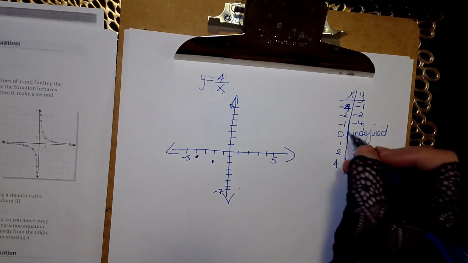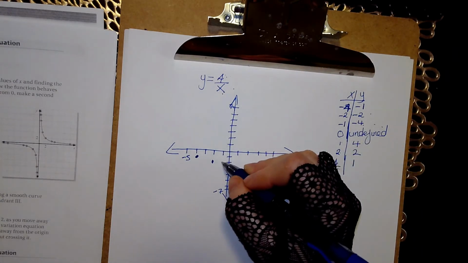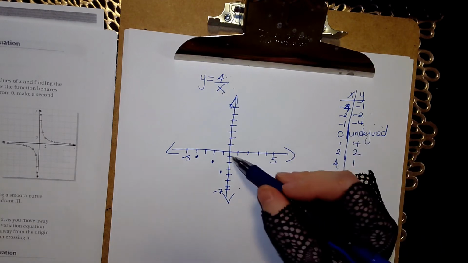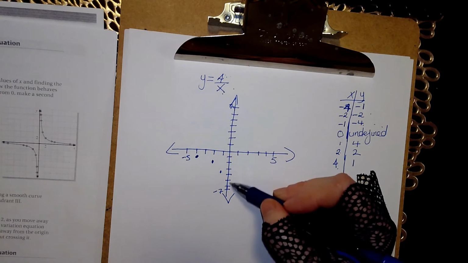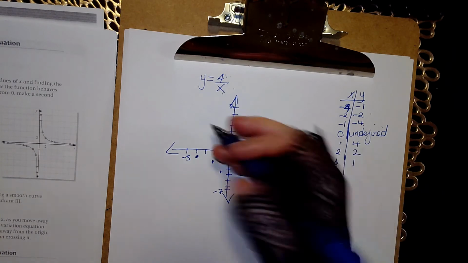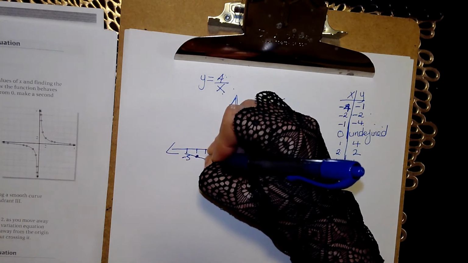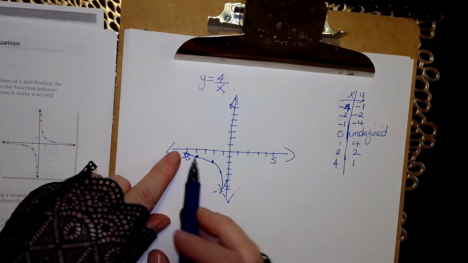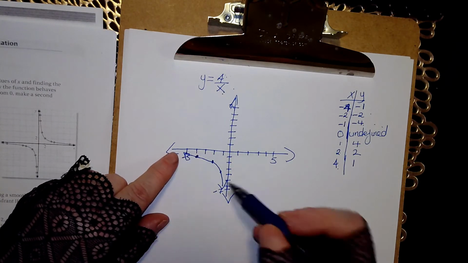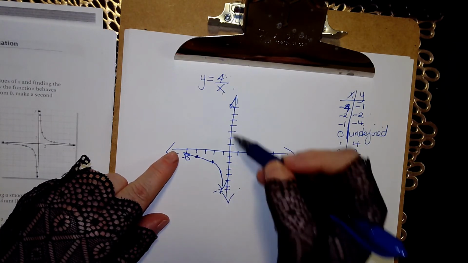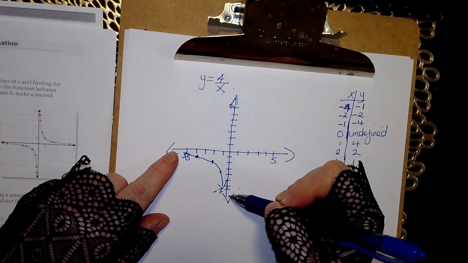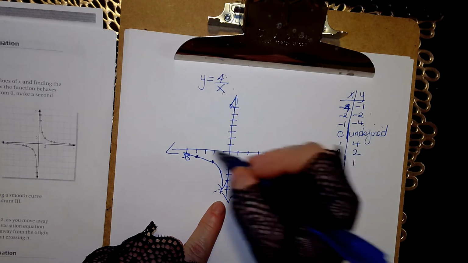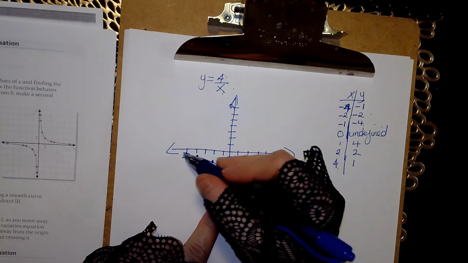Okay. Then at -1, we're going down to -4. At 0, it's undefined. That means there's nothing here. So this part of it will go like this. So that's the part. Okay, this is an asymptote. It's going to get closer and closer along here, and then closer and closer along here. It cannot touch this. That's what it means by undefined. There is nothing there at that spot. Okay, so all it can do is like a U shape like this.